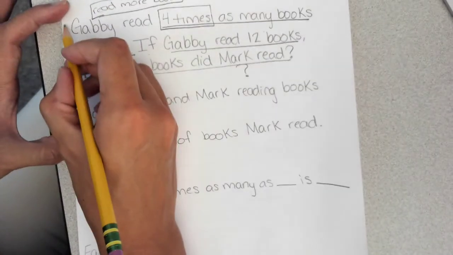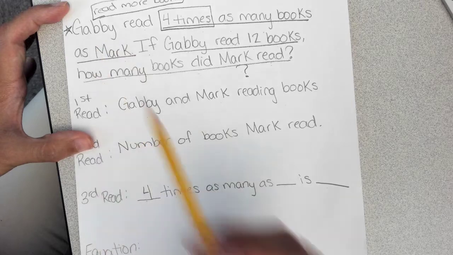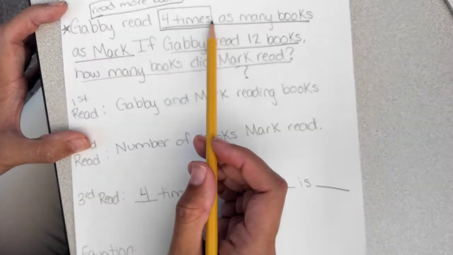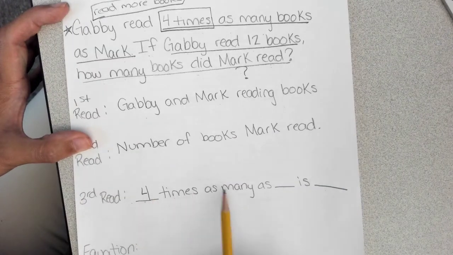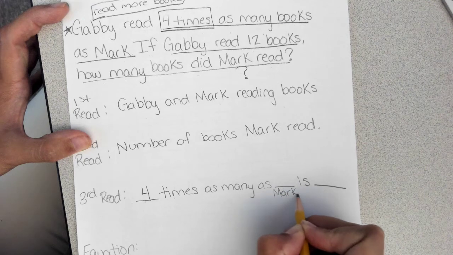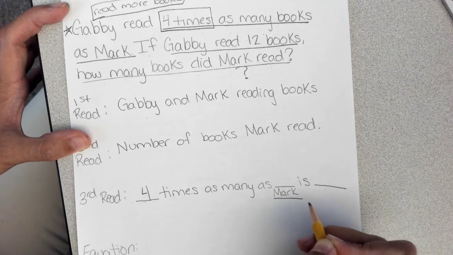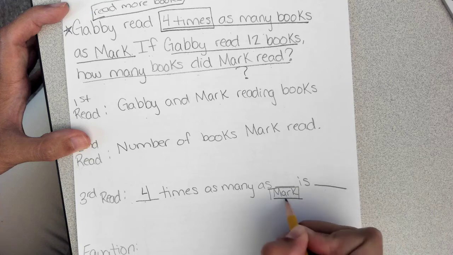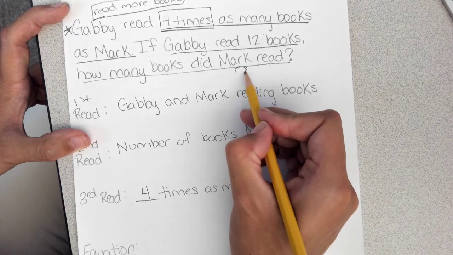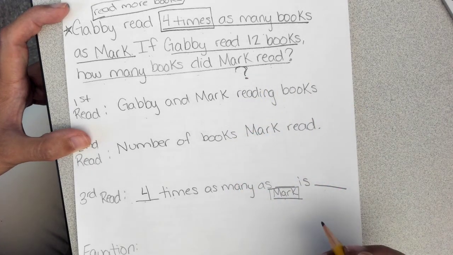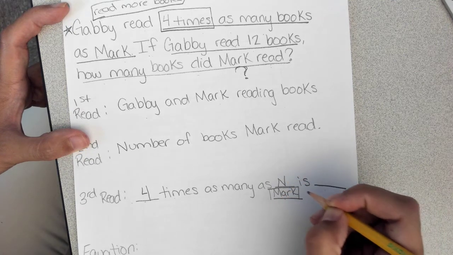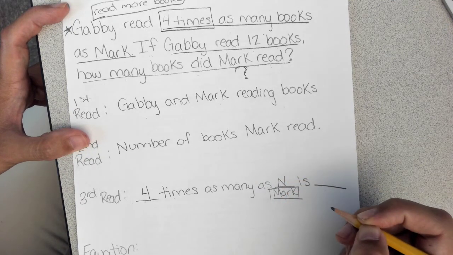So this first sentence here is going to give us our huge clue to how to fill out this sentence stem. Gabby read 4 times as many books as Mark. So this blank is going to be comparing how many books she read compared to Mark. Now, if we remember back to our question, we don't know how many books Mark read. So we're going to represent that as N. We don't know, so we're going to put N there.